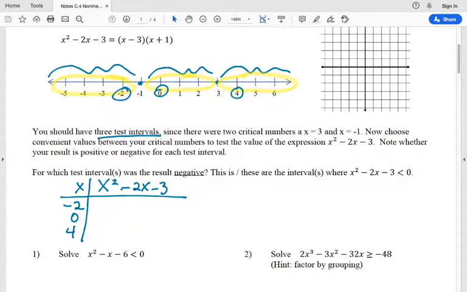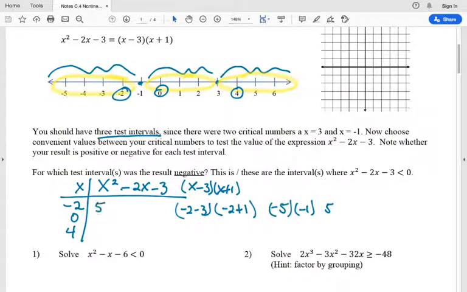And what you're going to do is plug it in and see if the value is positive or negative. I'm going to use the factored form, x minus 3 times x plus 1. So when you plug in -2, you're doing -2 minus 3 times -2 plus 1. You're going to get a -5 times a -1, which gives you a +5. To be honest, I don't really care what the number value is. All I really care about is the fact that it's positive there. So when I'm doing this in my head, I just figure out that that's negative, and when you multiply two negatives together, you get a positive.